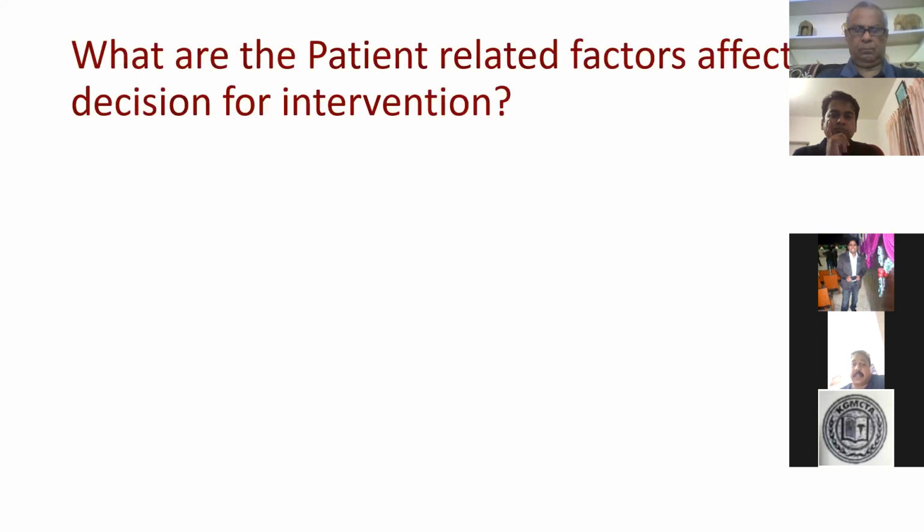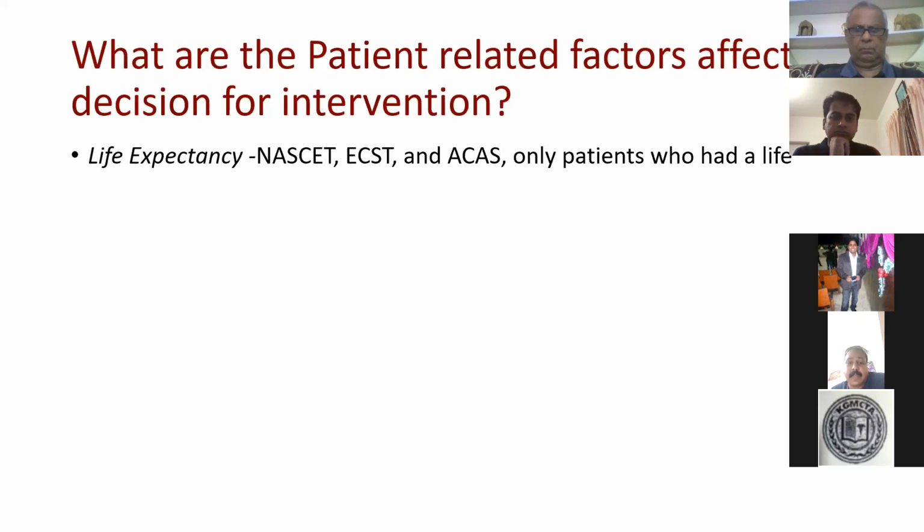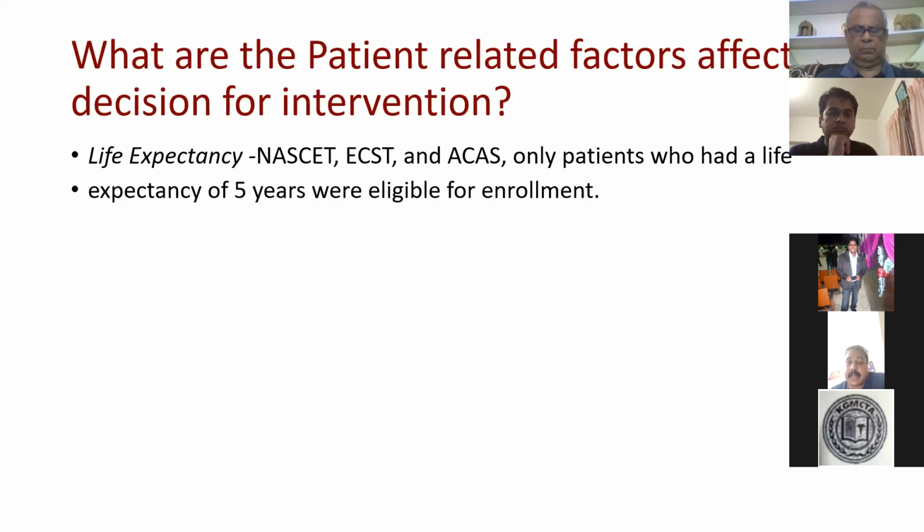So coming to the second important point, previously, based on all these factors above, we can predict the future risk of stroke in a patient. Next, what are the patient-related factors affecting the decision for intervention? So they are basically life expectancy. All NASCET, ECST, ACAS said that only patients who had a life expectancy of more than 5 years need to be intervened.